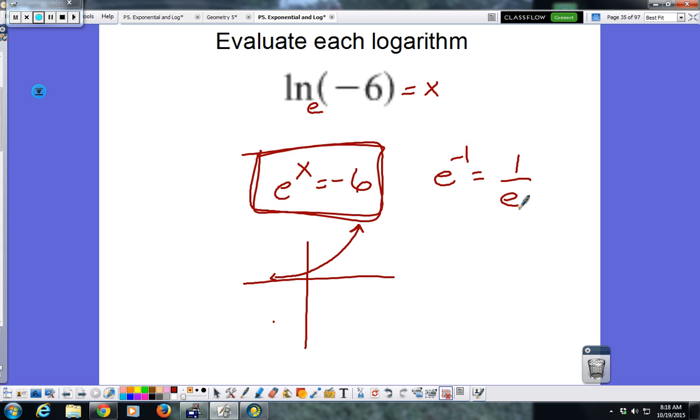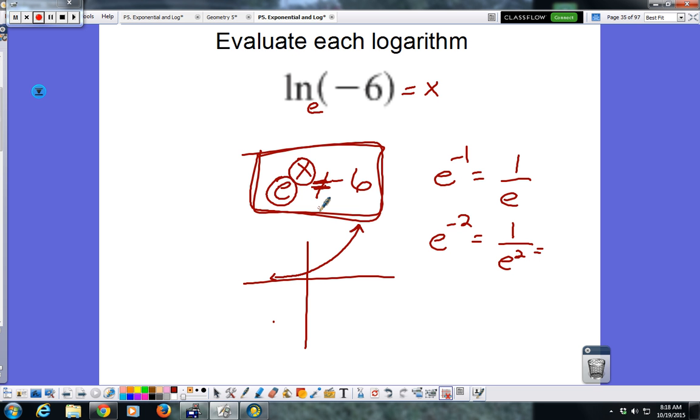So that's like 1 over 2.718, which is close to 3. Just for technical reasons, let's call that about 1/3. E to the negative 2 is 1 over e squared, which is about 1/9. E to the negative 3 is about 1/27th. 1 over 81. So when is that ever going to be negative? It won't be. How can you raise a number to a power and give you a negative number? You cannot. Okay? A number to a power will never be negative.